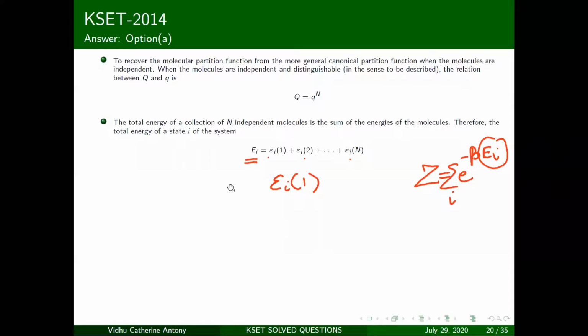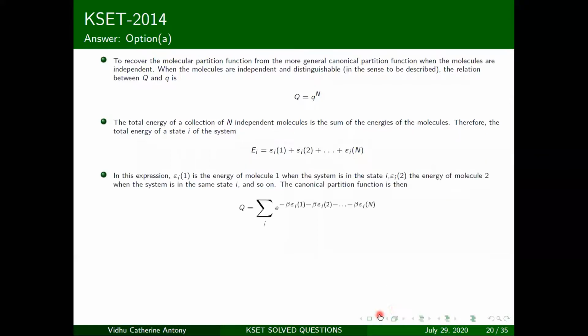Okay, so let's move on to this. Let's look at the canonical partition function that you have. Q is equal to the summation over i of e to the power of minus beta E_i. Once you substitute all of that, you end up getting something like this.